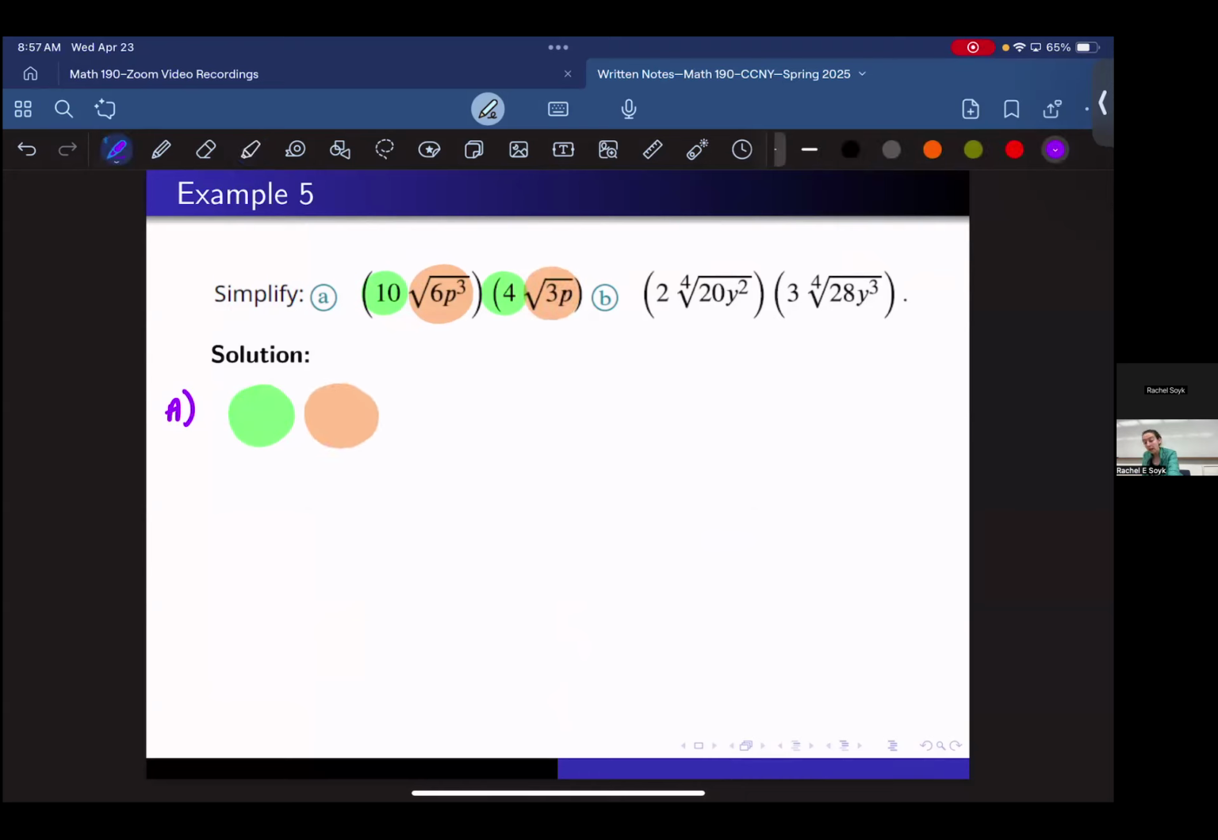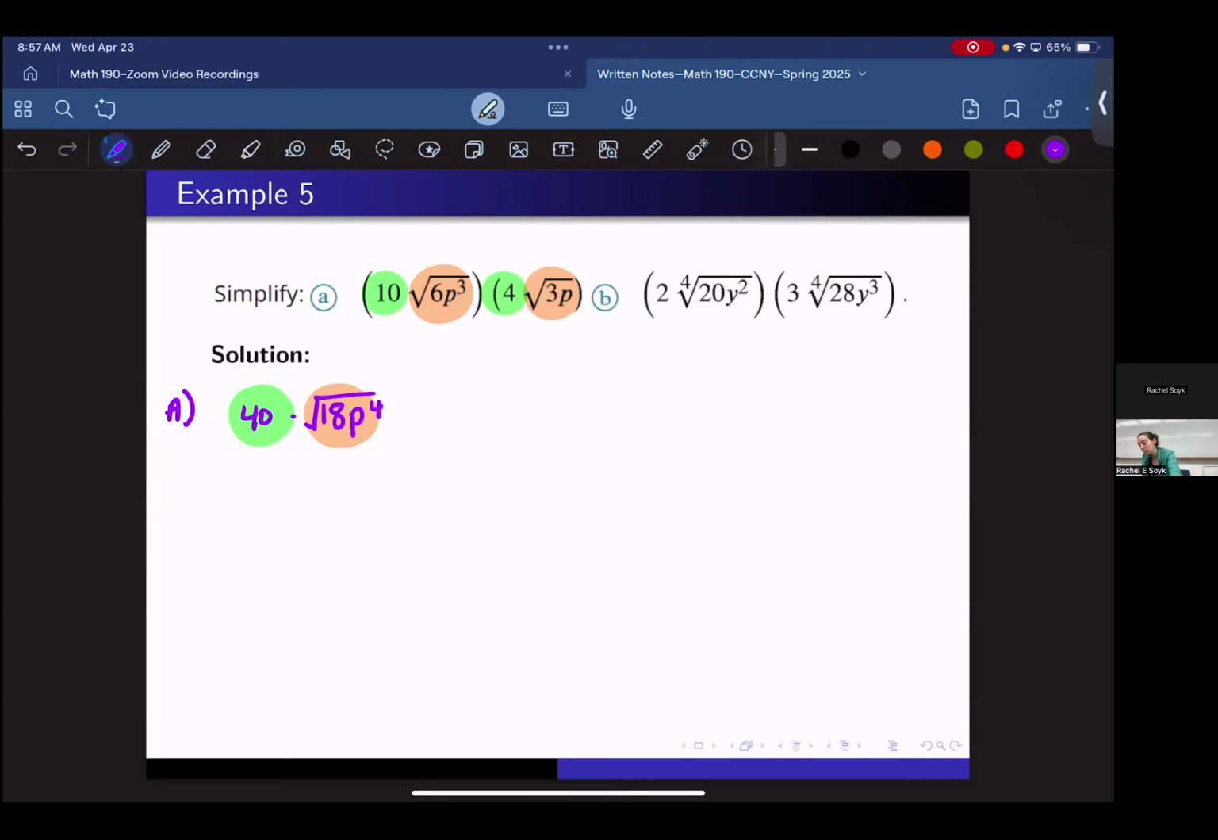Okay. 10 times 4 gives you 40. And then we have the square root of 6p to the third times the square root of 3p. That's just the square root of 18p to the what? What's p to the third times p? Properties of exponents. What's 3 plus 1? 4. Yeah, p to the 3 times p is just p to the fourth.